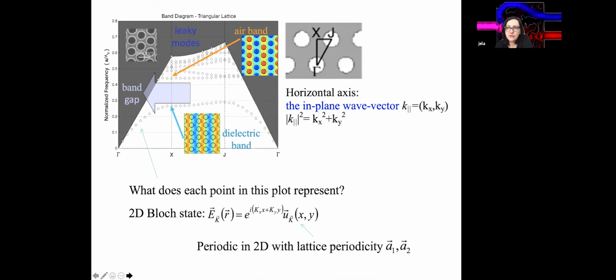I'm already at the end of the class today, but you will also have some homeworks where you will calculate the first Brillouin zone and look at the different directions, and that will help you develop intuition for how states are supposed to look.